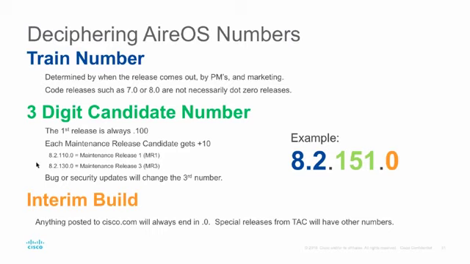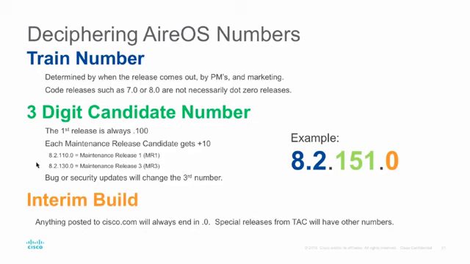All right. Well, the next one is simply deciphering AireOS build numbers. So how to figure out what code version you're on and what that means to you. The first part of that is the train number, the build train. So, for example, 8.2 or 8.3, which is the latest release train. These will be the first 2 numbers in your build. The next number is the 3-digit candidate number.